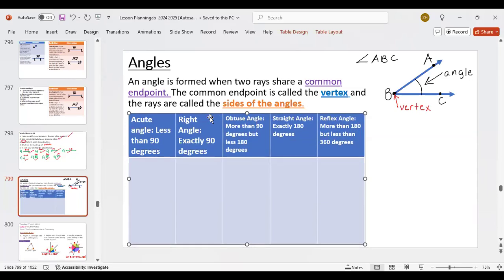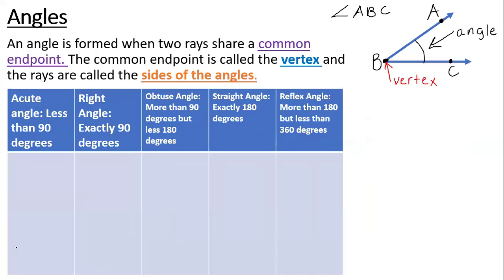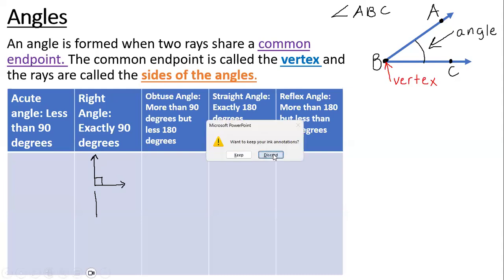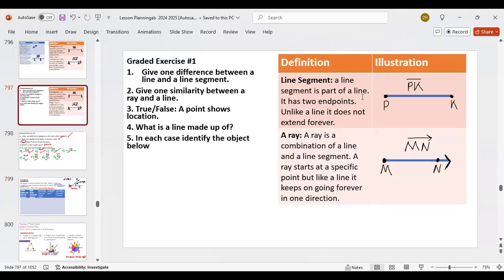Okay, so let's go ahead and actually draw these. The key in drawing these is that it has to be less than 90. A 90 is a perfect L. So a 90 would be something like this. That's a 90. And you usually have a square box to represent that. I should actually use straight edges for this, because the lines matter. Don't freehand it.